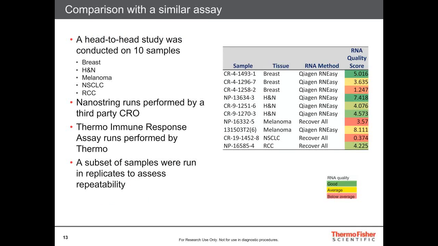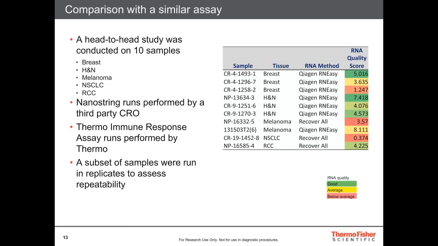We compared the assay with another similar assay, the Nanostring. We designed an experiment to study these 10 samples, different kinds of samples, breast, head and neck, melanoma, non-small cell and renal cell carcinoma.